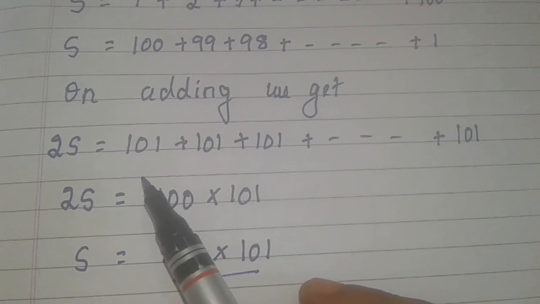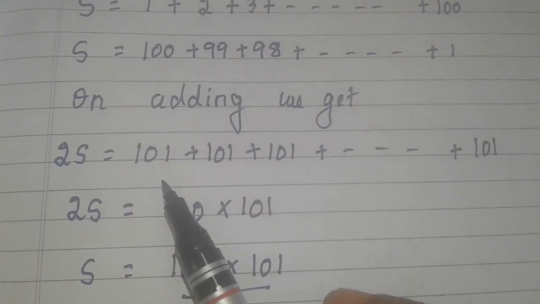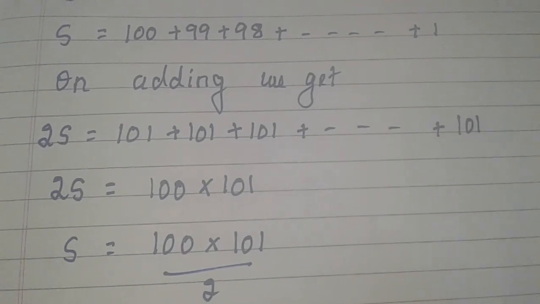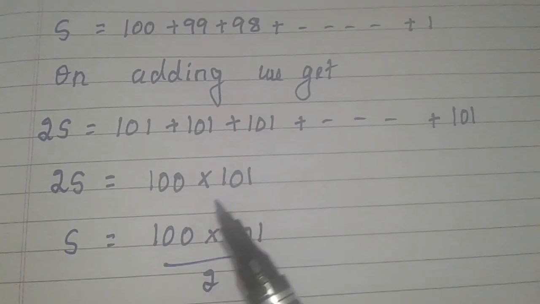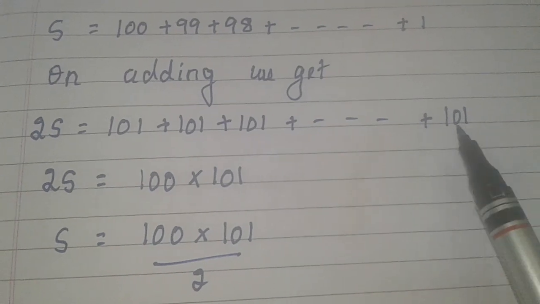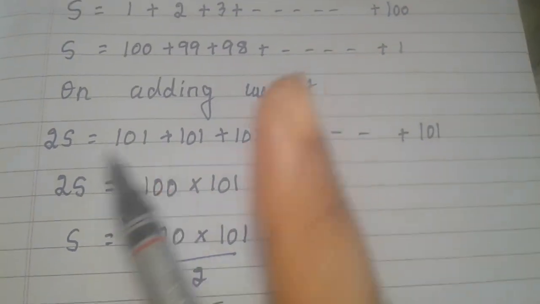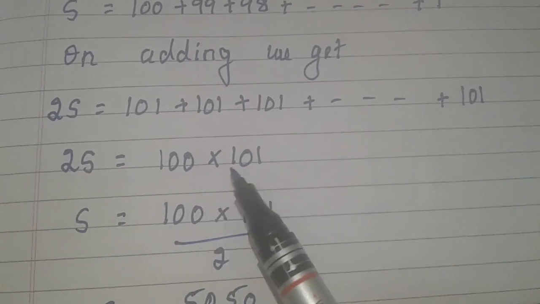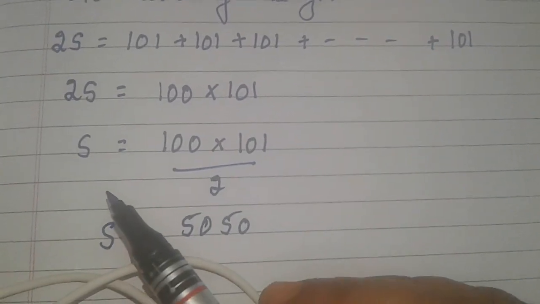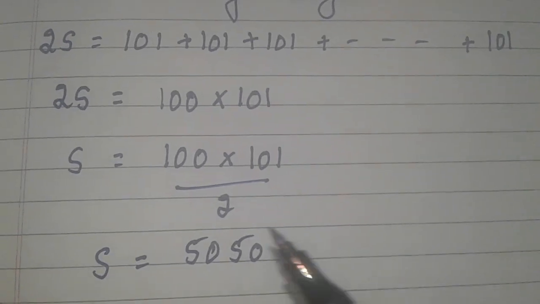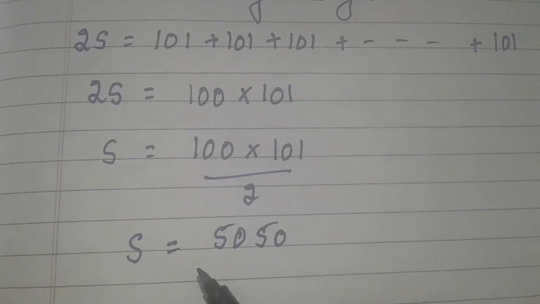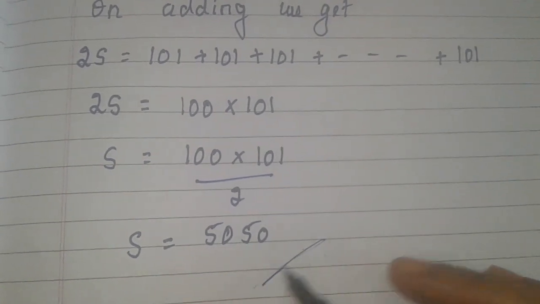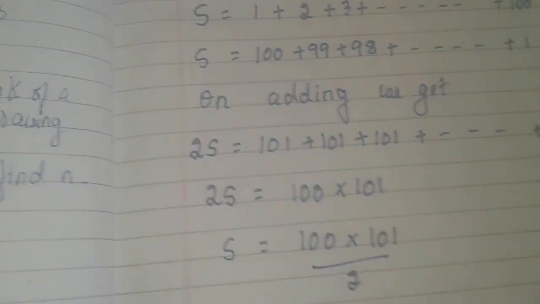This is addition. As you know, repeated addition is nothing but multiplication. So can you simplify? Yes. This 101 is repeating how many times? 100 times. Therefore 2S equals 100 into 101, that is S equals 100 into 101 divided by 2, and he got S equals 5050. So this is the trick he used to answer at that age.